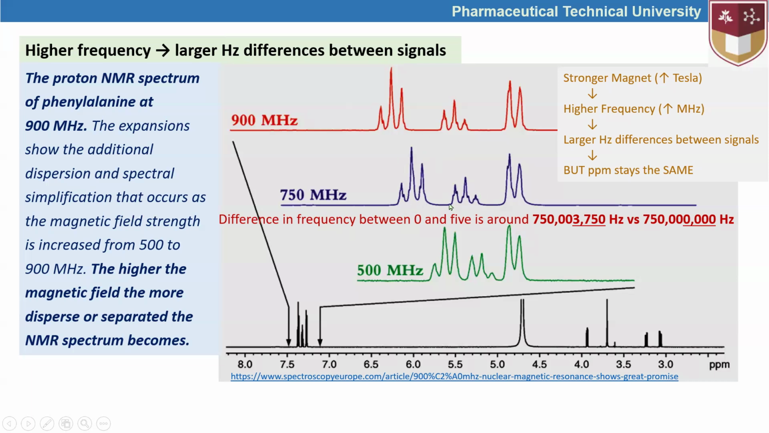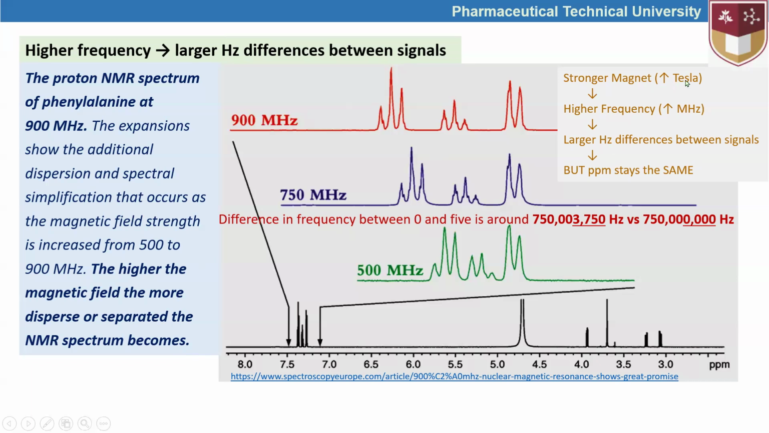and that they are different from these three. By using 900 megahertz, we can obtain even better signals with more resolution in the gaps between the signals. Okay, so the proton NMR spectrum of phenylalanine at 900 megahertz is given here. The expansion shows the additional dispersion and spectral simplification that occurs as the magnetic field strength is increased from 500 to 900. Again, the higher the magnetic field, the more dispersed or separated the NMR spectrum becomes.